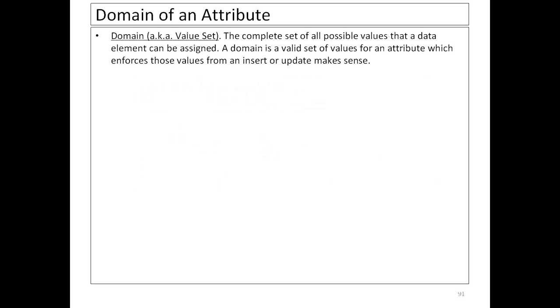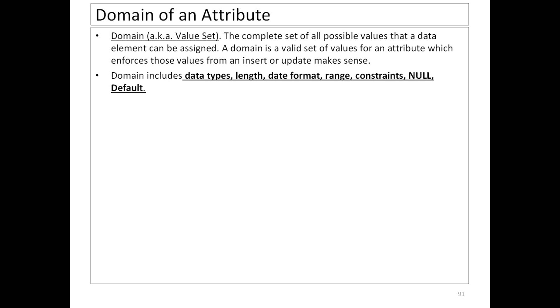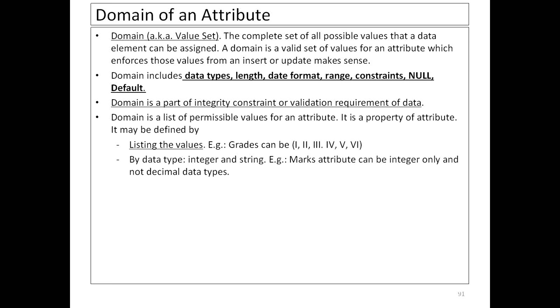Domain of an attribute, also known as the value set, is the complete set of possible values that a data element can be assigned. A domain is a valid set of values for an attribute which enforces those values from an insert or update that makes sense. Domain includes data types, length, date format, range, constraints, default values, null values. It is a part of the integrity constraint or validation requirement of data.